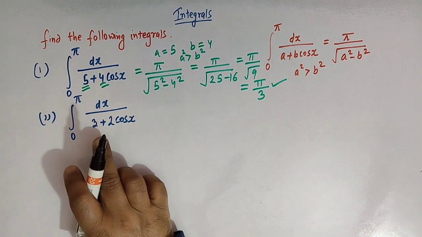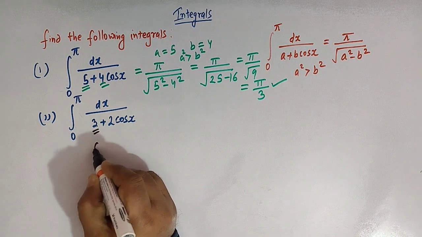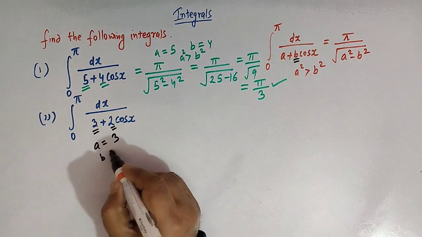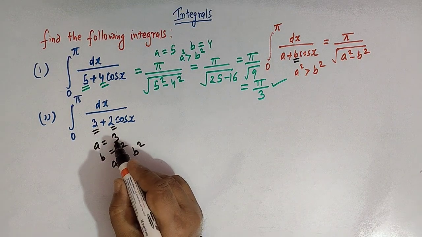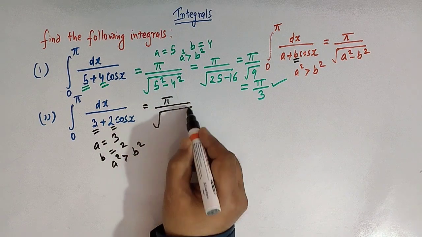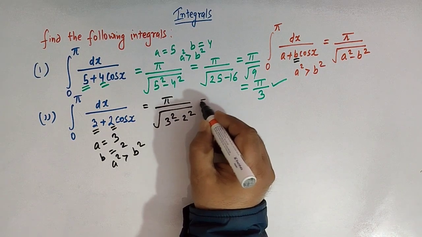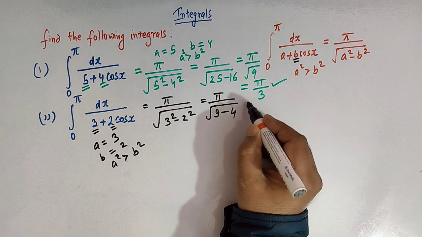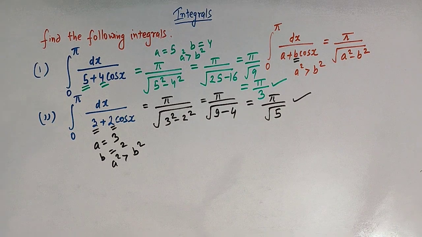Now let us consider the second integral. So now if we compare this integral with this one, then we have the value of a equal to 3 and the value of b equal to 2. And obviously here a square is greater than b square because 3 square is greater than 2 square. So the direct value is pi divided by square root of 3 square minus 2 square. So this is equal to pi divided by square root of 9 minus 4, so this is pi divided by square root of 5.